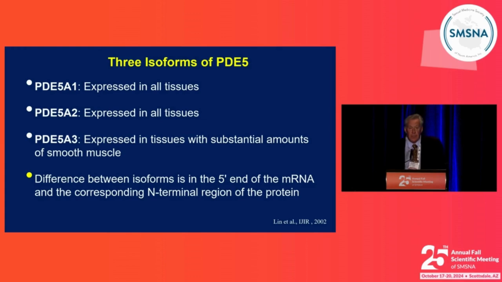So there are 3 isoforms of PDE5: PDE5A1, A2, and A3. In their expression, PDE5A1 is expressed in all tissues, A2 is expressed in all tissues, but PDE5A3 is expressed predominantly in tissues with substantial amounts of smooth muscle. So differences between isoforms in the 5' end of the mRNA and the corresponding N-terminal region of the protein are very important.